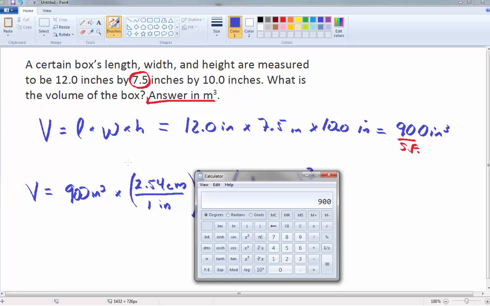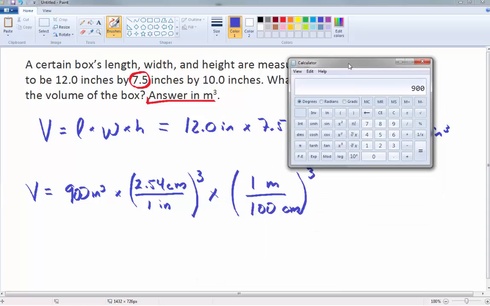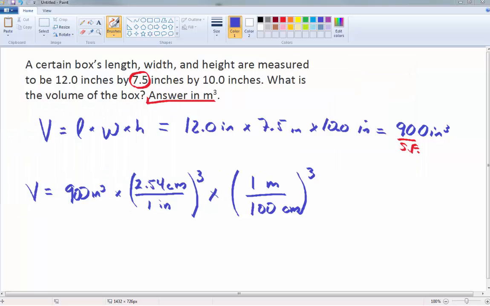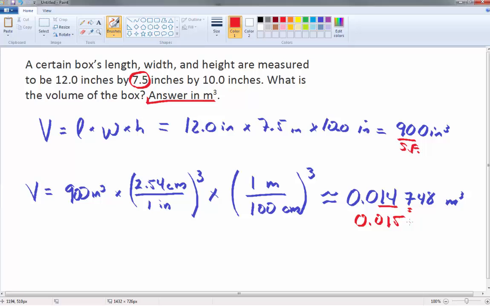So pull open the calculator, and what we have here says 900, and we get to multiply that by 2.54 cubed, and then we have to divide by 100, also cubed. And so we end up with this number right here, 0.014748, etc. cubic meters. Because we have two significant figures, we're going to have to round off to this. Since this digit right here is a 7, this ends up being rounded off to 0.015 cubic meters.